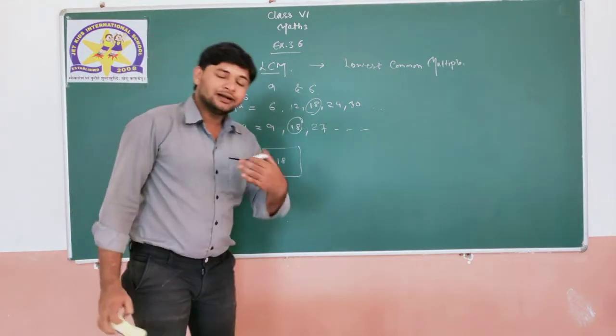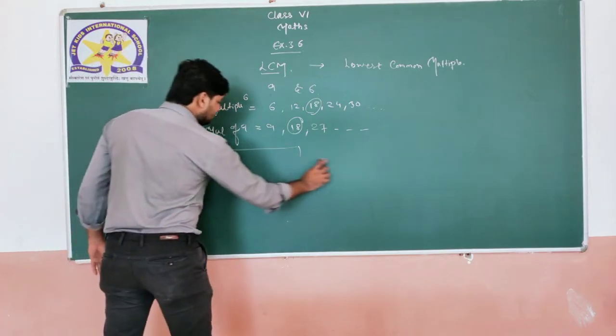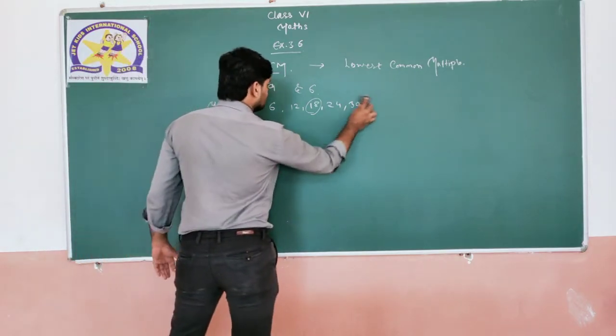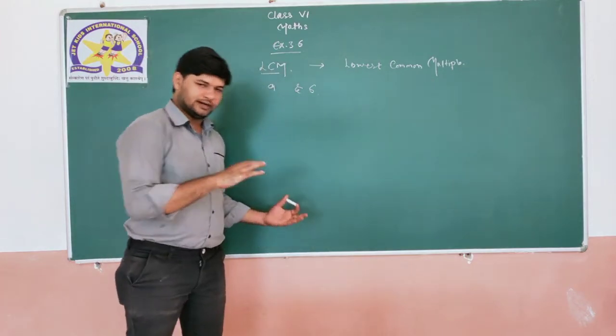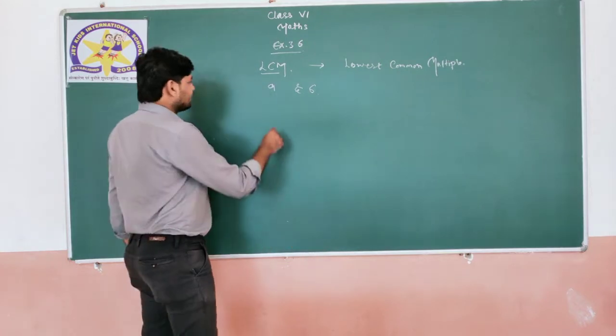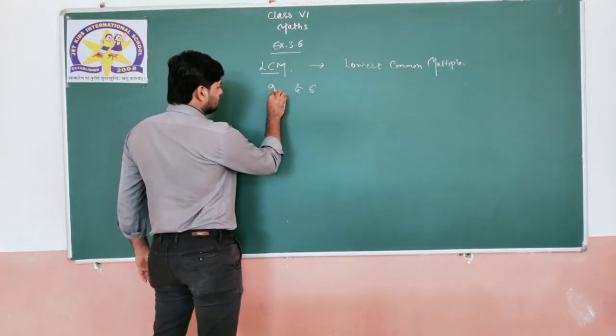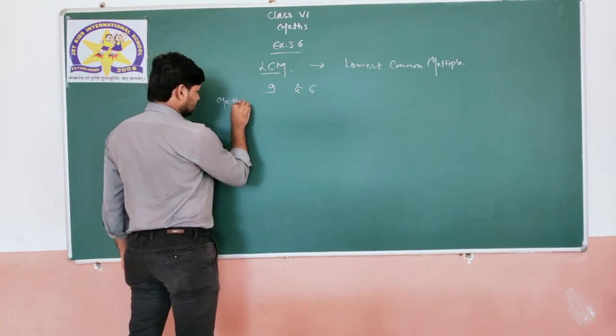Now the different ways to find the lowest common multiple. Take a snap if you want. What is meant by lowest common multiple? You have to write it and remember this thing. Next, we are discussing another method.